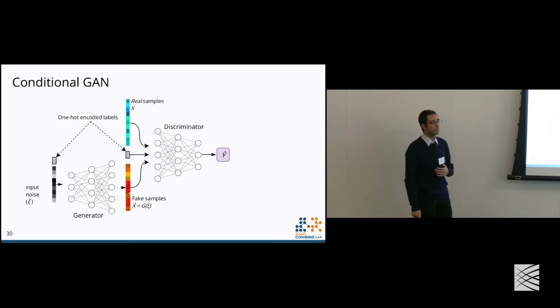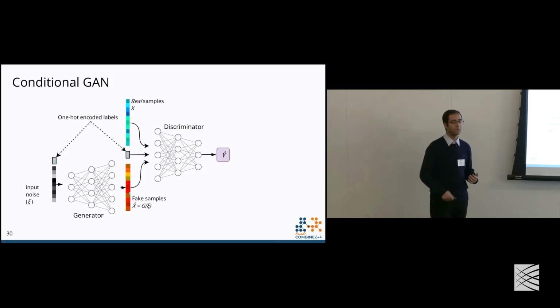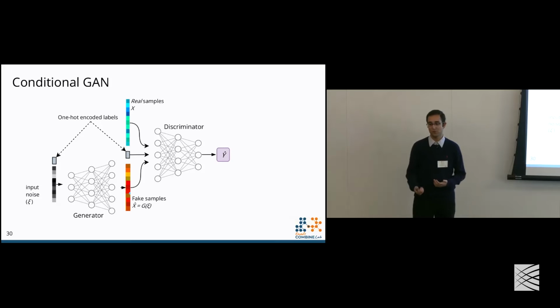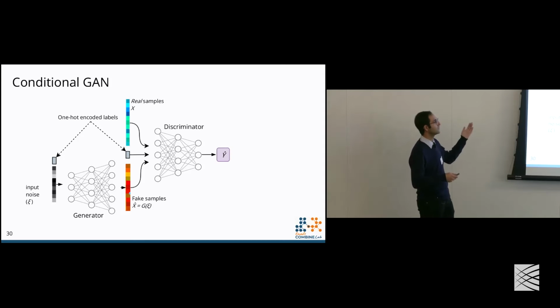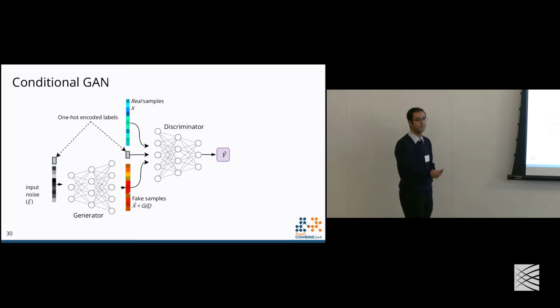Now, an extension to Wasserstein GANs and just GANs in general is conditional GAN. And conditional GAN basically means that you can control which population you're sampling from. So if you have different cell types, you can condition on a cell type and only generate cells of that specific cell type. That's done by passing the labels as a one-hot encoded vector to the discriminator and the generator. And that's the simplest way of conditioning.